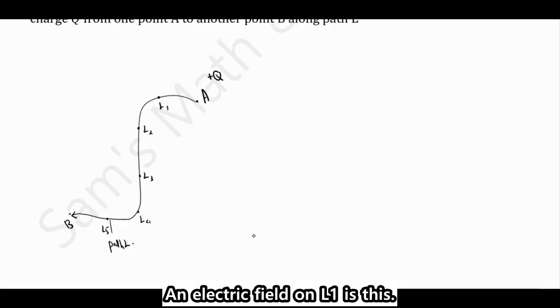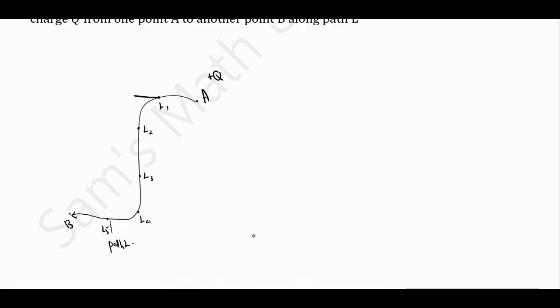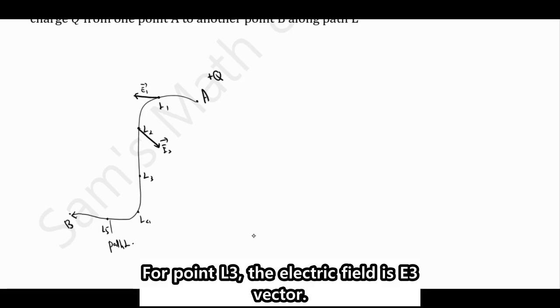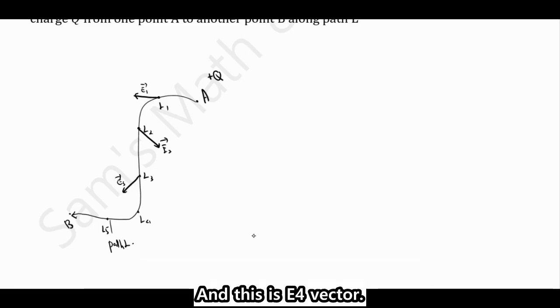And the electric field on L1 is this. This is the E1 vector. And on point L2, the electric field is the E2 vector. For point L3, the electric field is the E3 vector. And this is the E4 vector. And on point 5, the E5 vector.